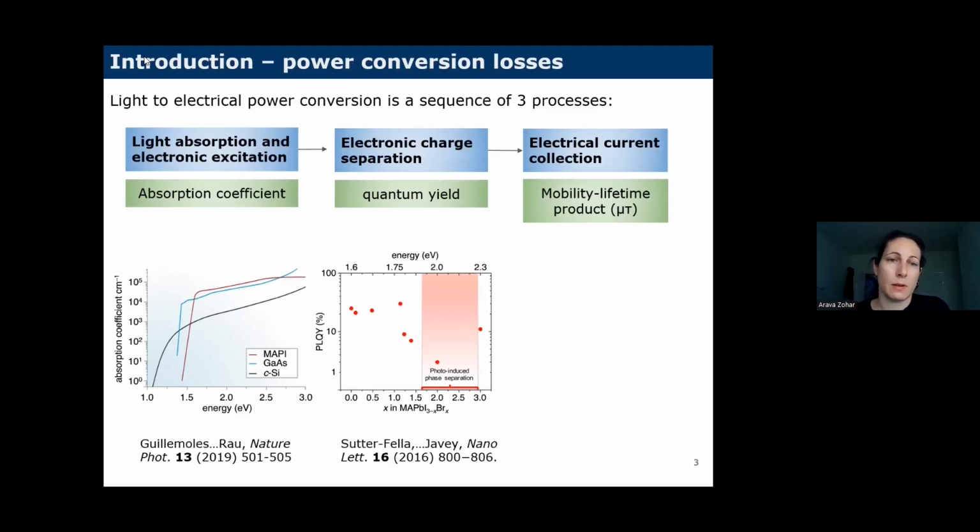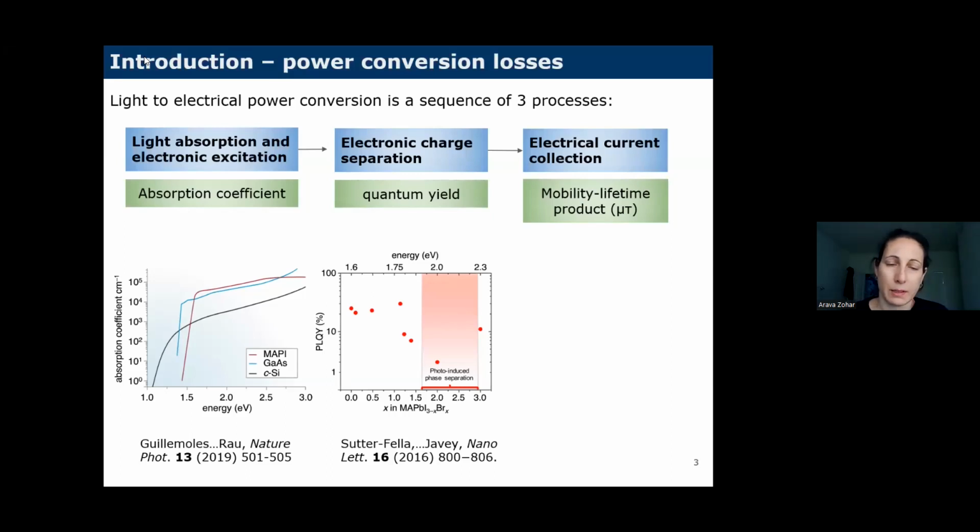One is the light absorption that creates excitation. The second process is the separation of the electrons and the holes to be free carriers. And the third process will be the collection of those holes and electrons. The common way that I think most of the papers today present to evaluate the light absorption process is to measure the absorption coefficient.